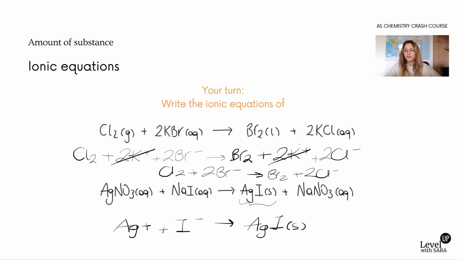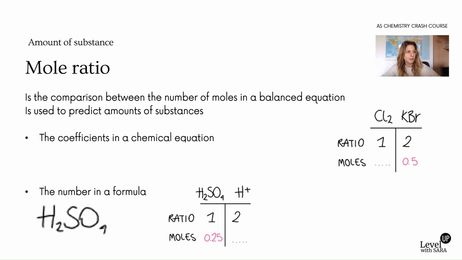So we're ready to move into another very important concept, which is the mole ratio. The mole ratio is the comparison between the number of moles in a balanced equation, and it's used to predict amount of substances. It's really, really important because this is the base of every calculation and comparison of substances. So we can get the mole ratio as the coefficient in a chemical equation.